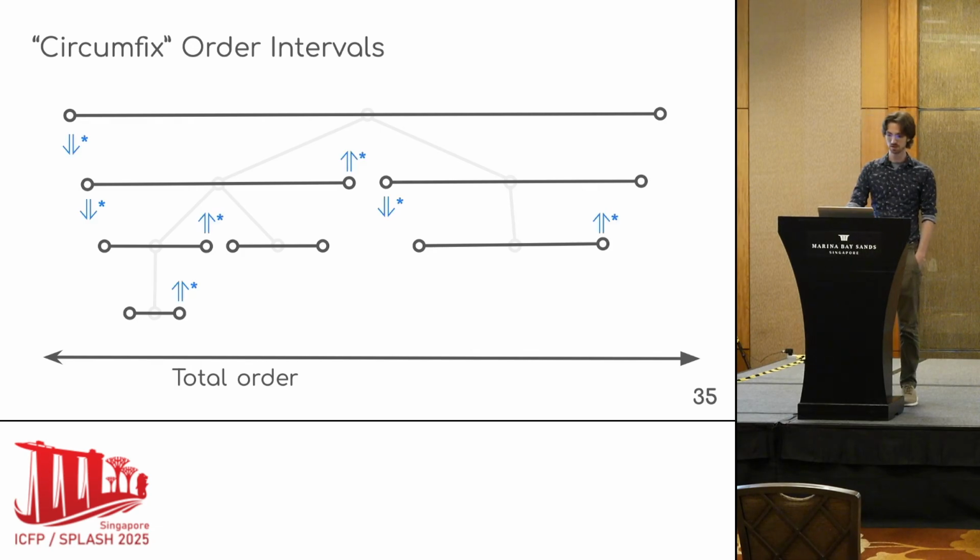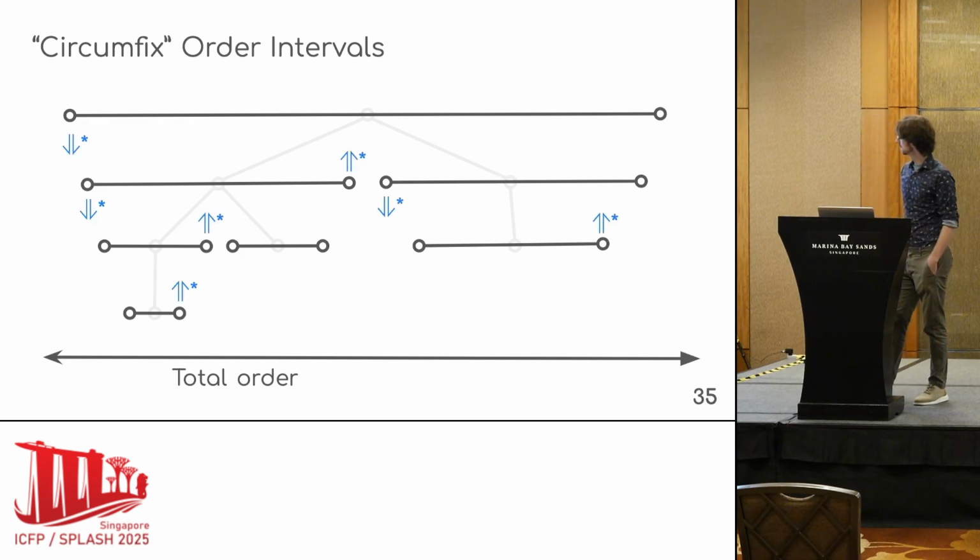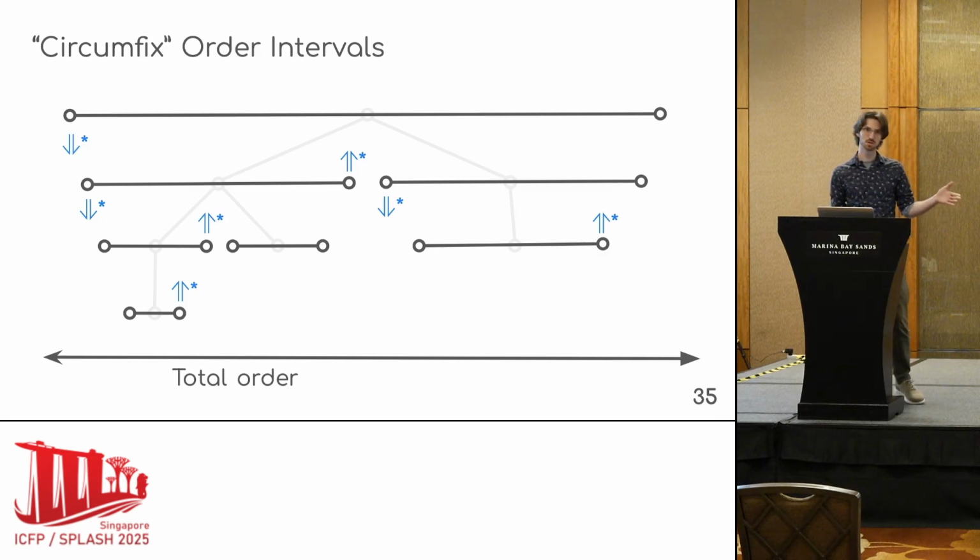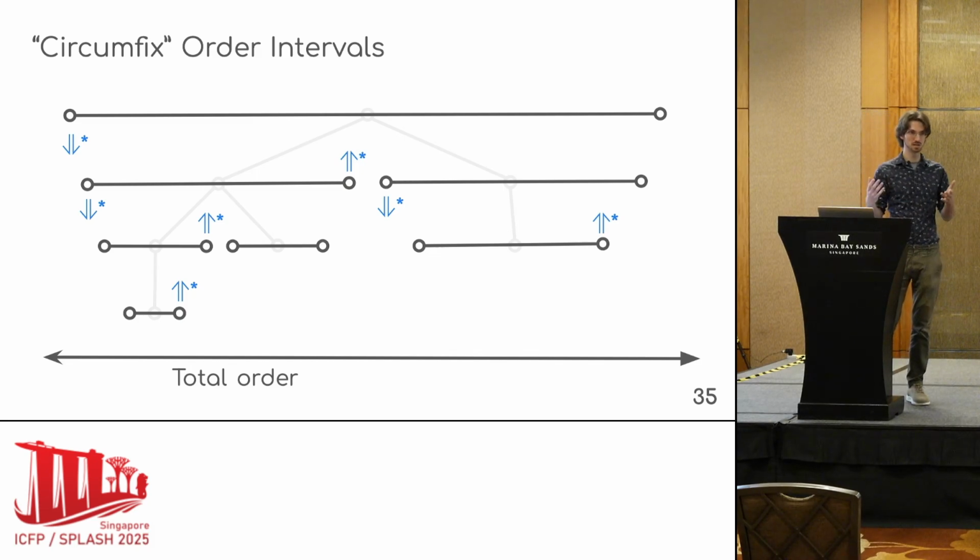So how does this help? Well, it shows us how to prioritize updates that flow up and down the tree. So those flowing down the tree use the left endpoint because that comes first, that's further upstream. And updates flowing up the tree use the right endpoint.